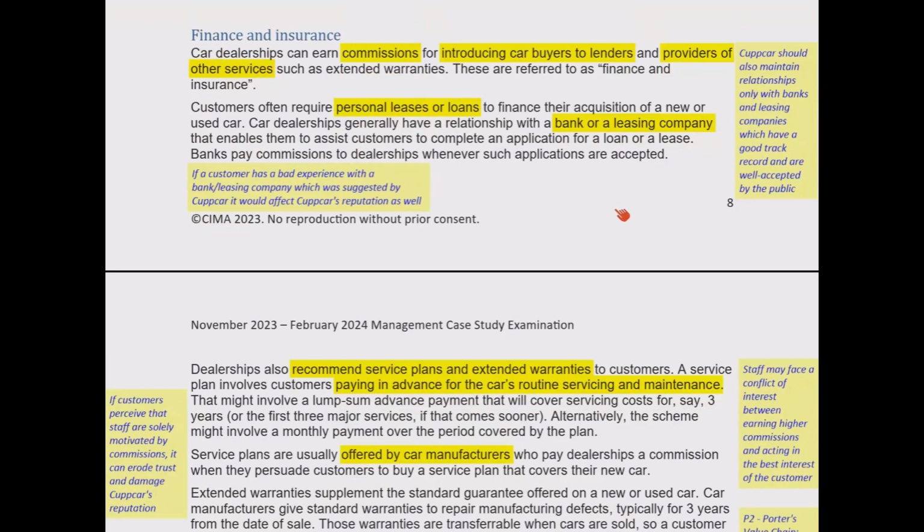Because actually how Cuppcar would be operating here from an IFRS 15 perspective is as an agent. They are earning income, which is a commission. How should they recognize that income? So there's one to go and think about.